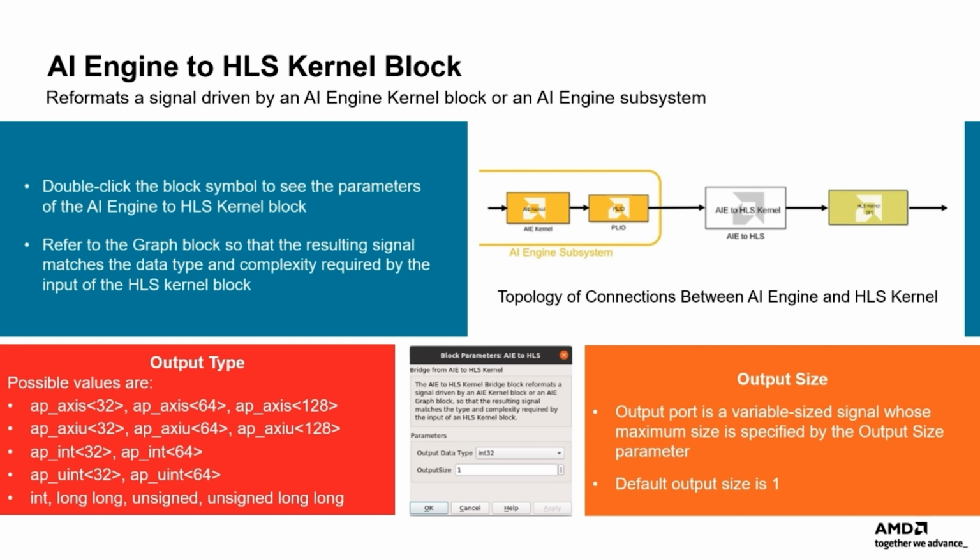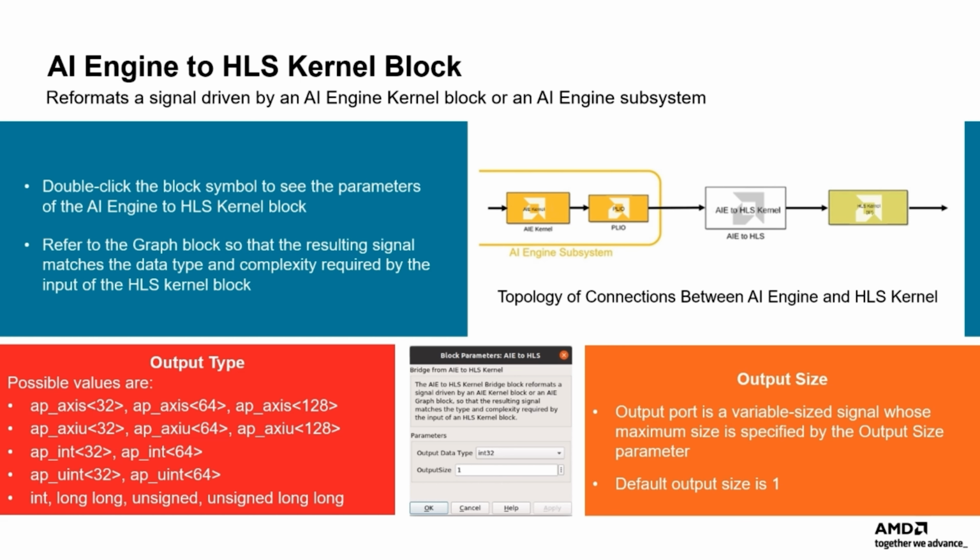This reads CN16 samples from its input and then packs pairs of subsequent CN16 samples into AP-Access64 samples to its output. Double-click the block symbol in the tool environment to see the parameters of the AIE to HLS kernel block. Output type values are shown here. The output port is a variable size signal whose maximum size is specified by the output size parameter. The default output size is 1.